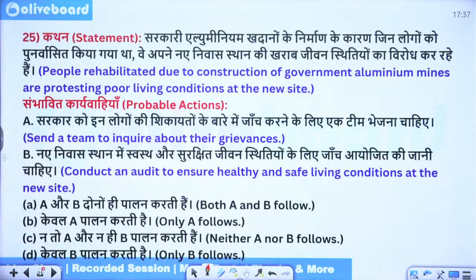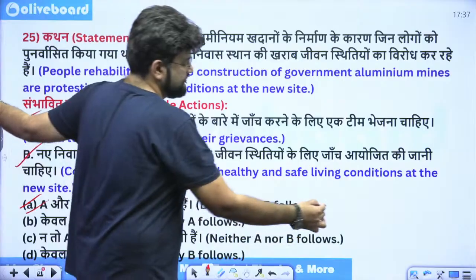This is a pretty easy one again. People rehabilitated due to construction of government aluminium mines are protesting poor living conditions at the new site. So the problem is that they are protesting due to the poor living conditions. Now, what are the probable actions? We need to send a team to inquire about their grievances. Of course, yes, we should do that. And conduct an audit to ensure healthy and safe living conditions at the new site. I think this is pretty easy. Both of them will follow. So option A is the correct answer.